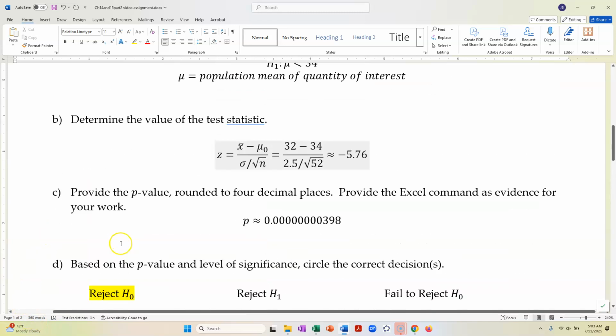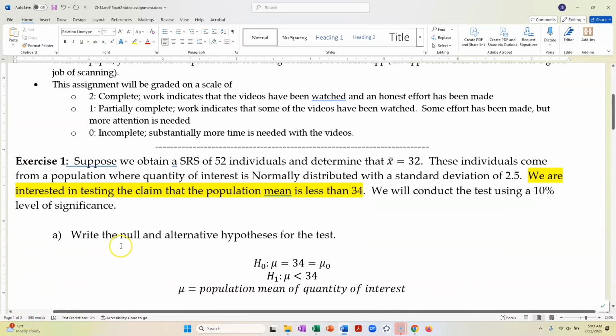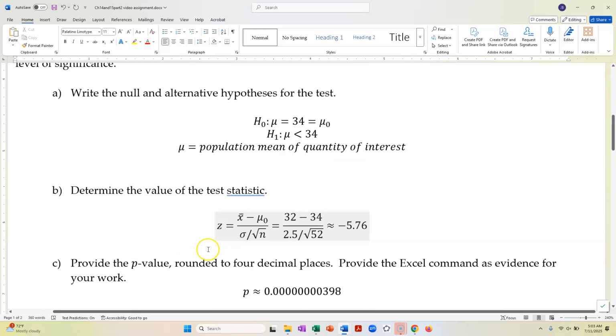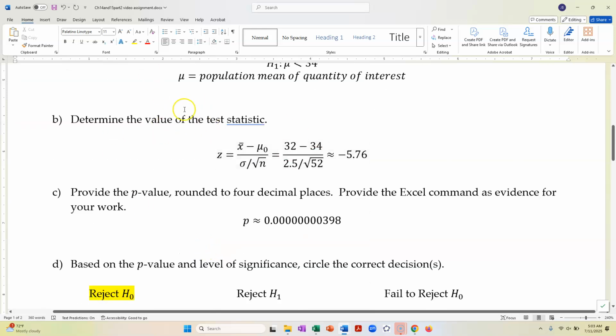We have gone through the confidence interval for a z confidence interval, and then also the z-test for the population mean. All right, so now you're ready to get started on the activities. Enjoy.